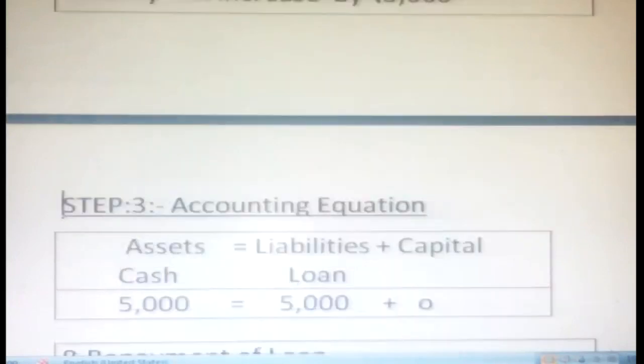Accounting equation here. As an asset, we got money in the form of a loan, cash 5,000. So here, liability also increased as a loan, 5,000. This side also 5,000, here 5,000. Our left hand side is equal to right hand side. The accounting equation is always equal. That's the discussion here.